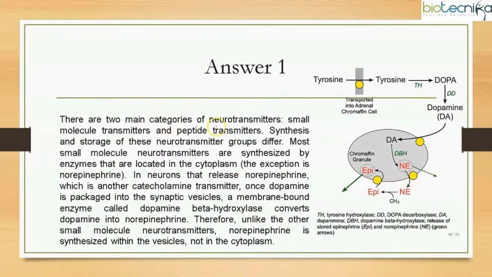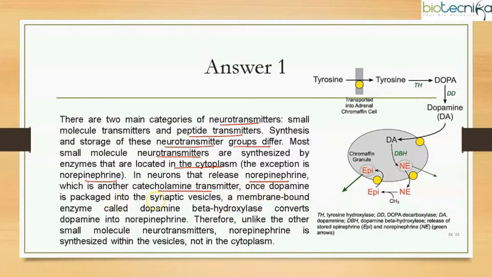There are two main categories of neurotransmitters: small molecule transmitters and peptide transmitters. The synthesis and storage of these neurotransmitter groups also differ. Most small molecule transmitters are synthesized by enzymes present in the cytoplasm, except for norepinephrine. Neurons that release norepinephrine, which is another catecholamine transmitter.